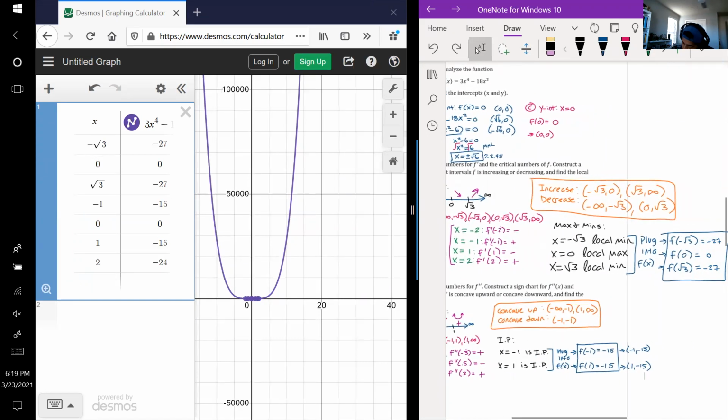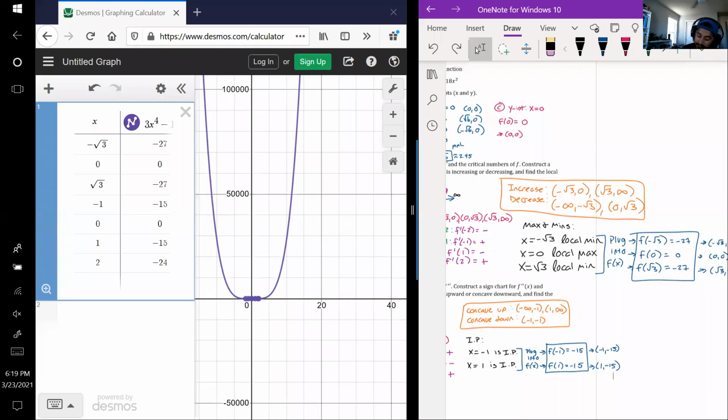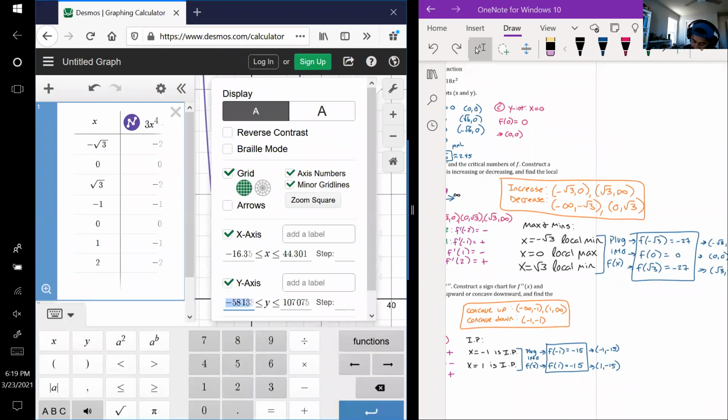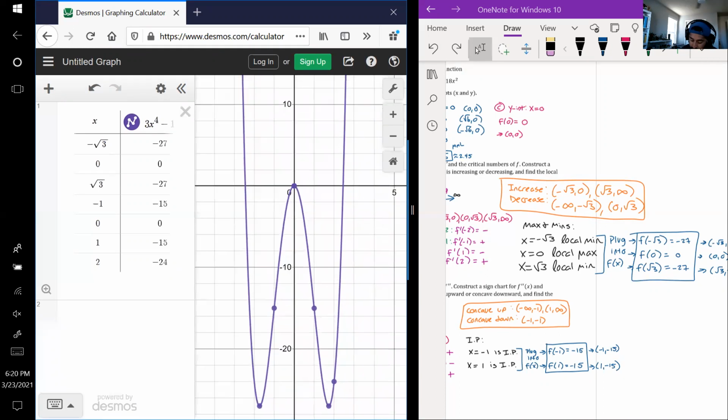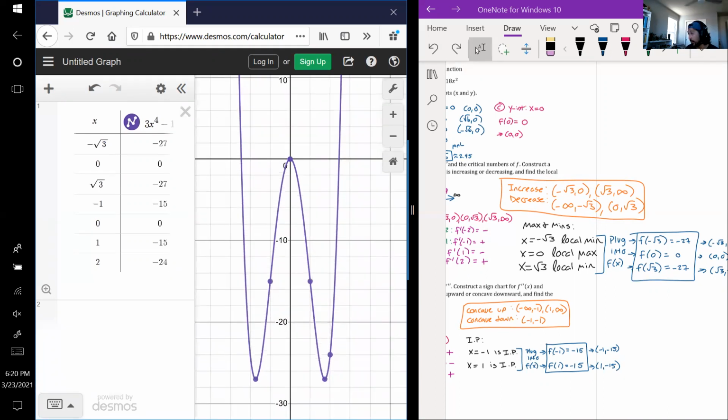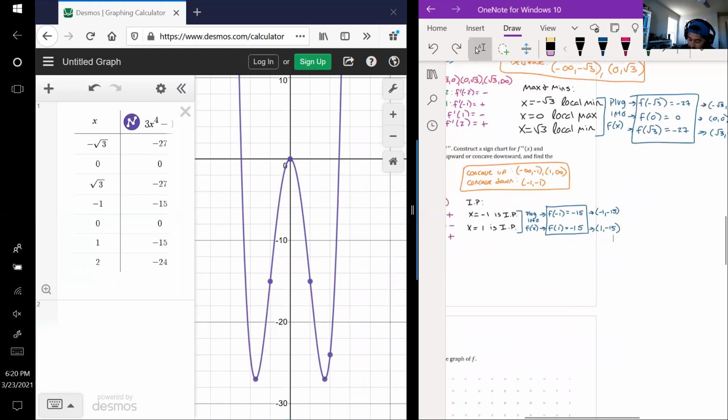I have 0, -27, and -15. So the lowest I'll go is -30, and the highest I'll go is 0. So I'm just going to put like 10 here. My x values, I have 0, -√6, -√3, and -1, so I'll just say -5 to 5. Let's see how that looks. Beautiful. There it is.